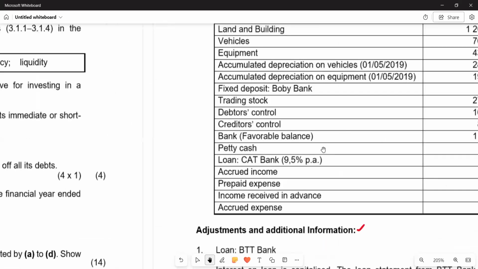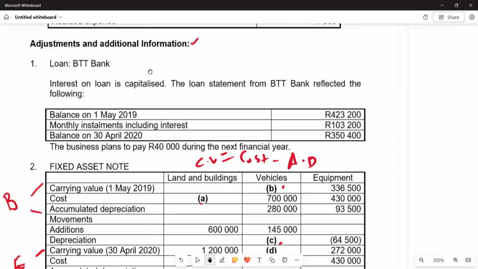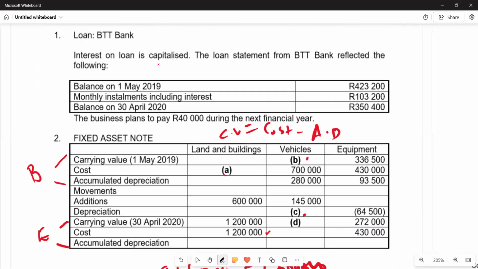So if you go to our notes, we are being told that there is an addition of 145,000.